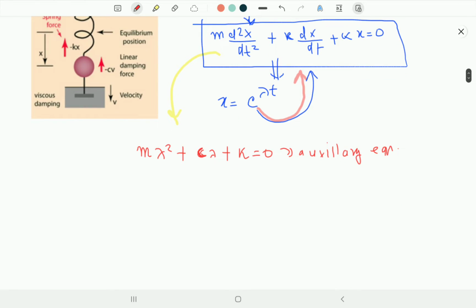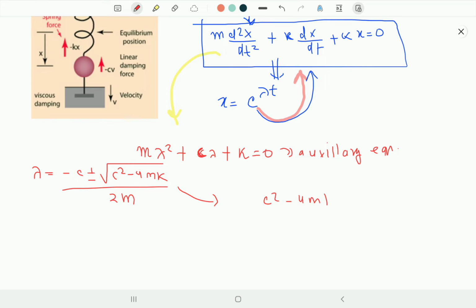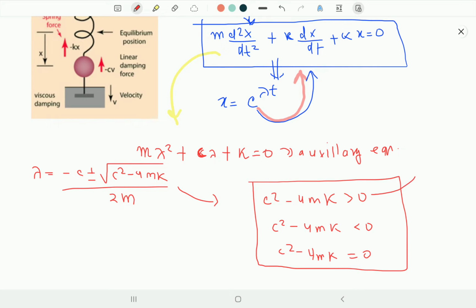Now the next and important thing is m lambda square plus c lambda plus k is equal to 0. Now we'll be finding the value of lambda, so we can write it as minus c plus minus root c square minus 4mk by 2m from the Sridharacharya formula. Now here we will be considering three cases: when c square minus 4mk would be greater than 0, less than 0, and equal to 0. Now these three cases define three different types of oscillation.